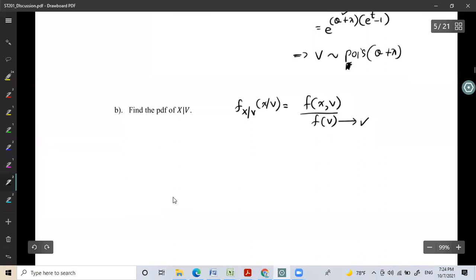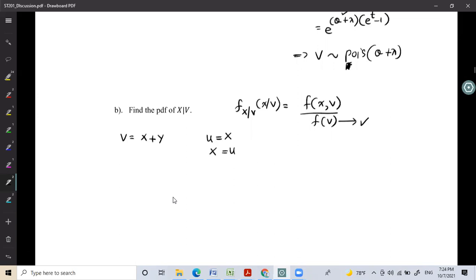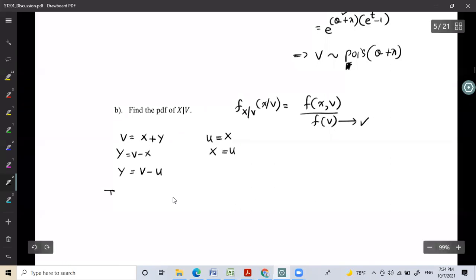Okay. So let's say that V is X plus Y, and let's define another dummy variable. We are going to use the transformation method. Let's define another random variable U as X, something which is easy, right? We use a dummy variable so when you find the inverse functions, you can find it very easily. So X is U and Y will be what? Y will be V minus X, but X is U, so Y will be V minus U. So you have X and Y, the original variables, in terms of new variables U and V, right? So let's find the Jacobian.